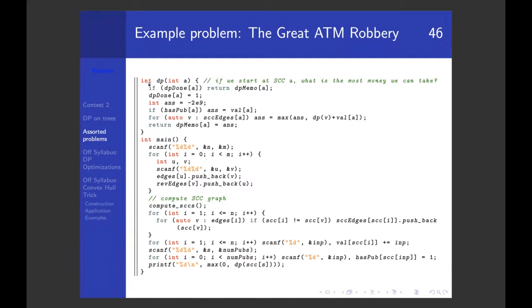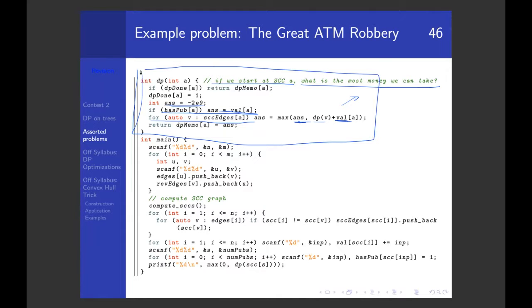So here we have our DP. If we start at SCC A, what is the most money we can take? The simple DP: the answer is negative infinity, unless we have a pub, then we can end here. Otherwise, for each outgoing edge, we take the biggest of our current answer and, if we want that edge, dp of that edge plus our value, and return that. Again, longest path on a DAG, fairly standard DP.